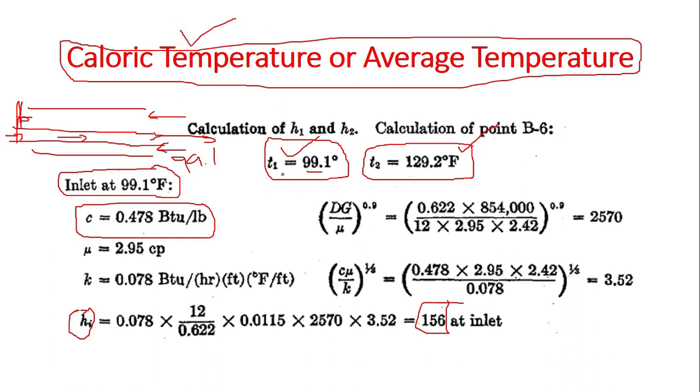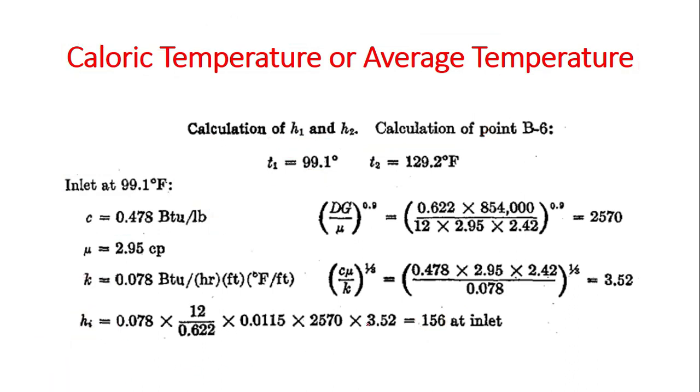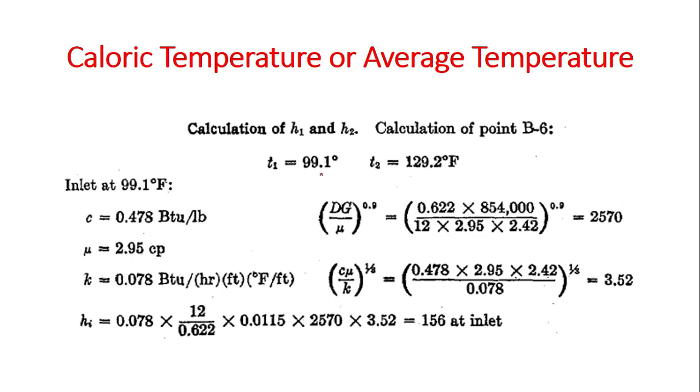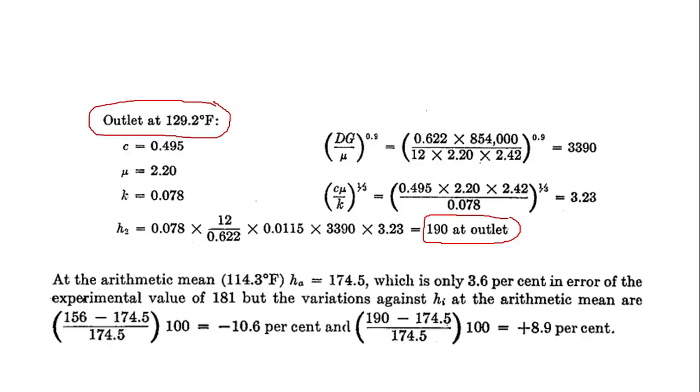So if we determine the fluid properties at 99.1 degrees Fahrenheit, the convective film coefficient is 156, and if we consider the outlet temperature and determine the film coefficient, it will be equivalent to 190. So it means that at different temperatures, we will have different film coefficients, right?